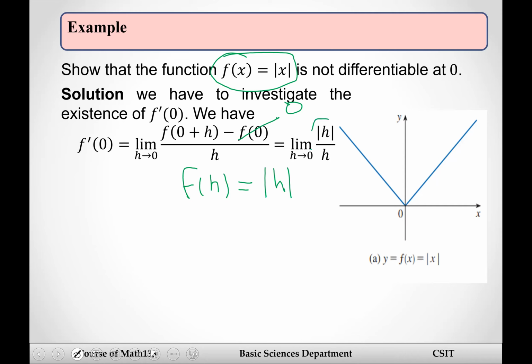So we will get this quotient, absolute value of h over h, and this quotient is equal to 1 when h is positive, and it is equal to -1 when h is negative. So we cannot have the limit. Right and left, they don't meet. 1 is not equal to -1, so the limit does not exist. And we say that the function is not differentiable at 0.